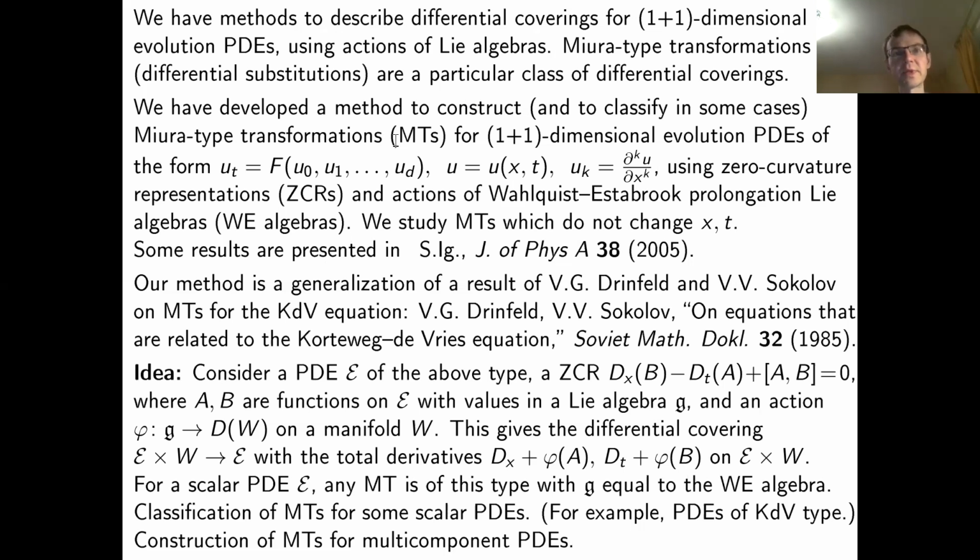And we have developed a method to construct and to classify, in some cases, Miura type transformations for 1+1 dimensional evolution PDEs of this form, where the right-hand side does not depend on x and t. So u is still a function of x and t, and u_k is still the k-th derivative. But here, f does not depend on x and t. And we study Miura type transformations which do not change x and t.